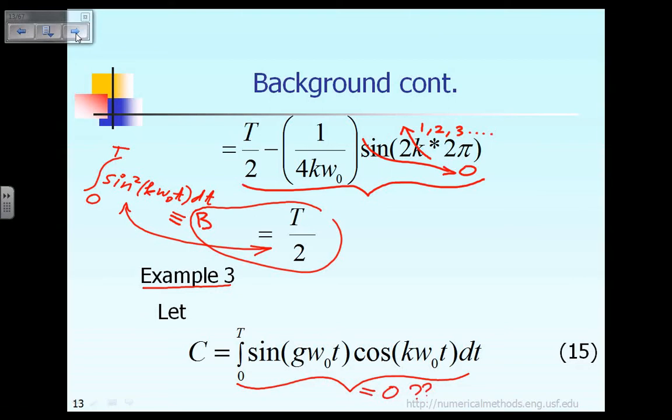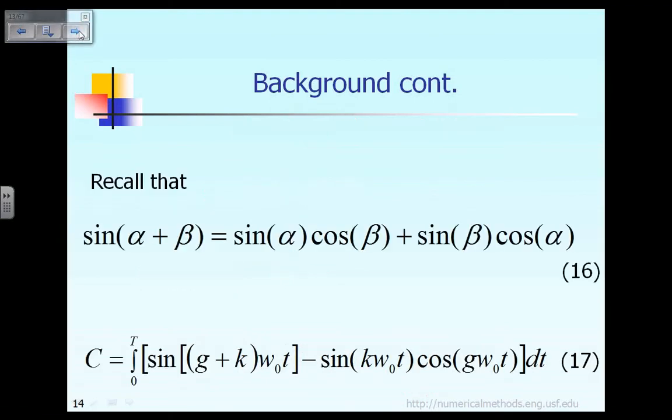So the way to prove equation 15 turns out to be equal to 0 is we let c be defined as that integral that we want to evaluate. So let's try to evaluate the value of c, and hopefully it will turn out to be 0. C is defined as the integral of sine g omega naught t times cos k omega naught t. From high school trigonometric relationships again, we know the sine of the summation of the two angles is given according to equation 16.